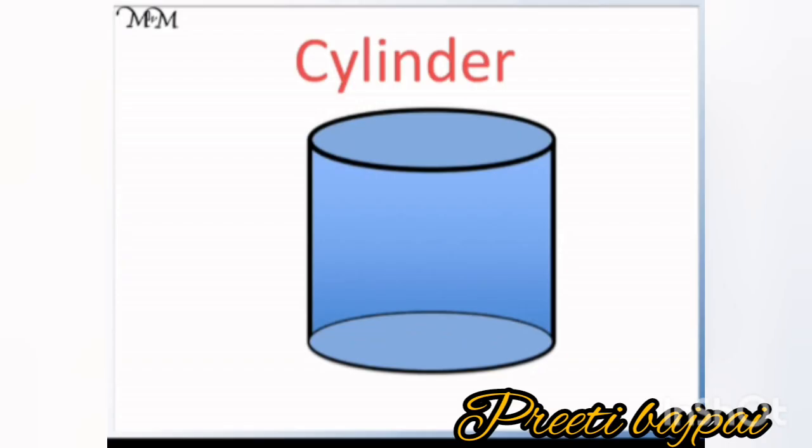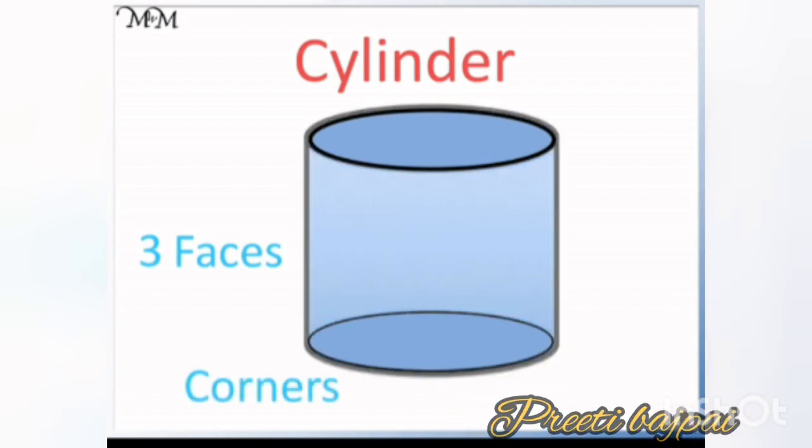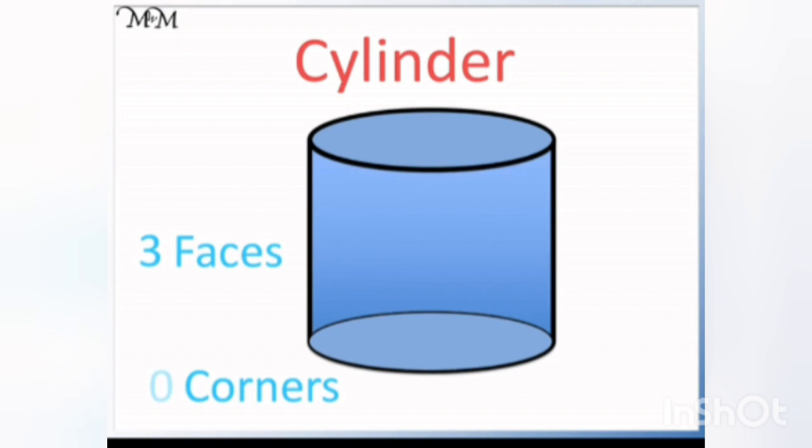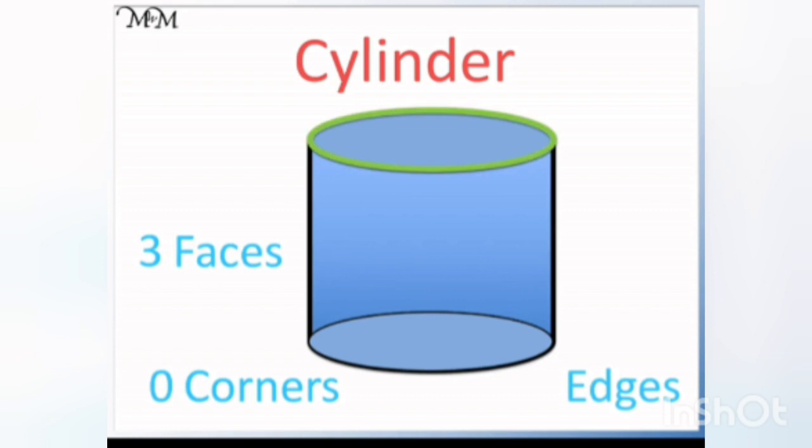Let's learn about cylinder. Cylinder is a 3D shape which has three faces. Its one face is curved face and it has two faces, one top and one bottom. So total three faces it has. Cylinder does not have any corner and two curved edges it has. So it has two edges.